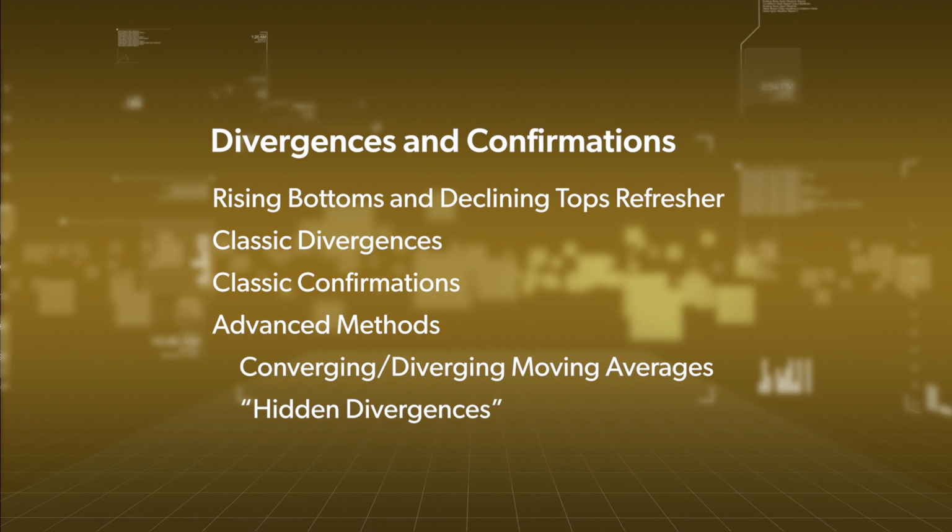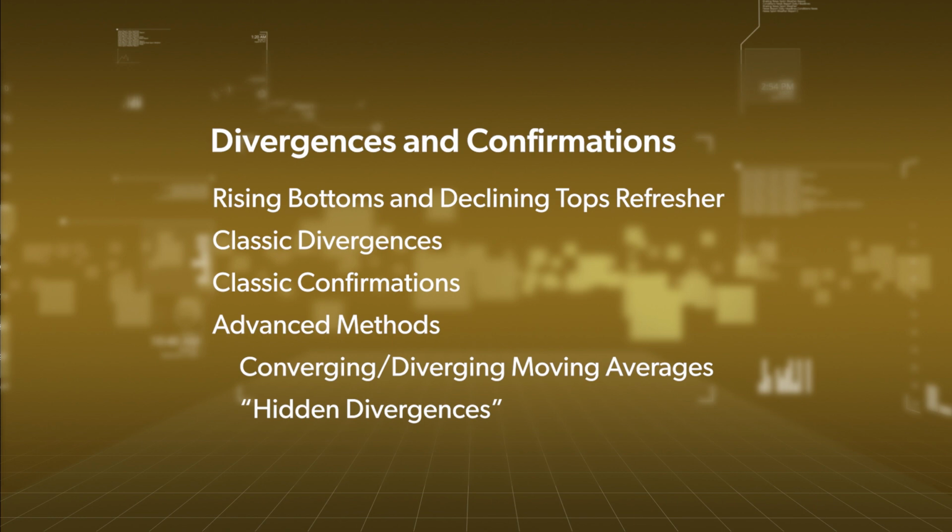Then we're going to look at some classic divergences, and then I'm going to show you some classic confirmations. But then we're going to cover a few advanced methods, and that would be converging and diverging moving averages, as well as something called hidden divergences. And that one was actually somewhat new to me. I've seen them, I've heard of them, but I don't use them. And I'll talk about that a bit later.